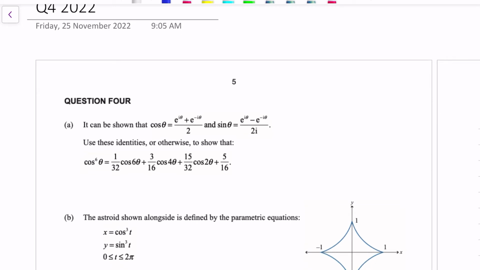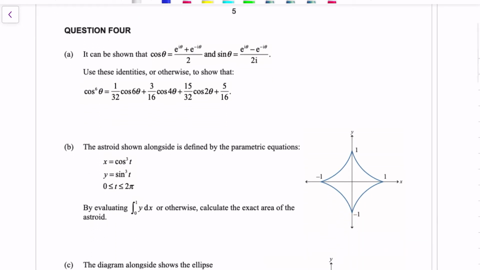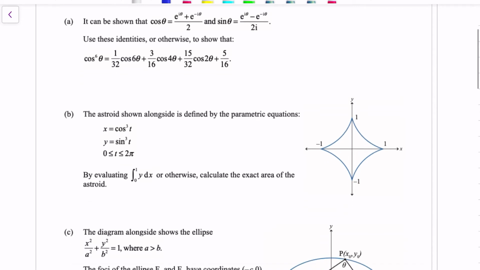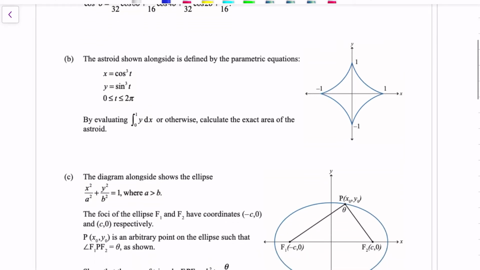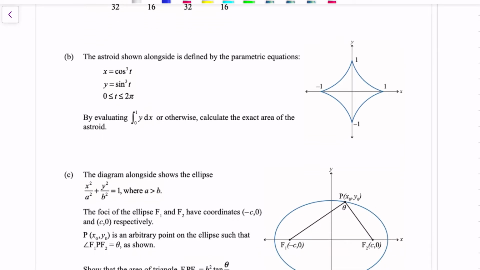scholarship exam. Part B is a definite integral, which, at least the way I've done it, involves some serious trig. And then part C is a conics question, which again brings in trig.